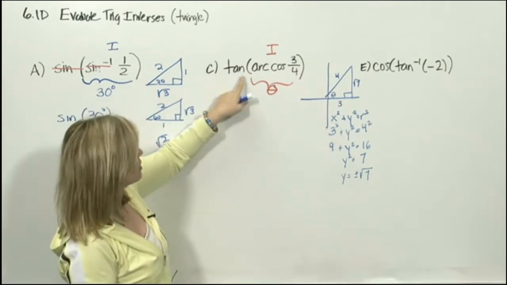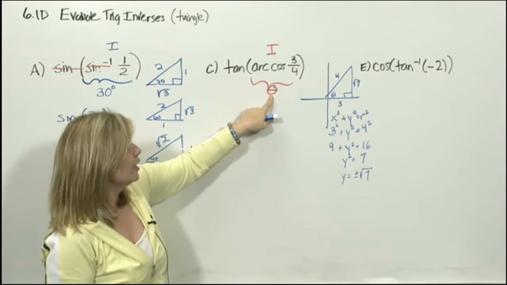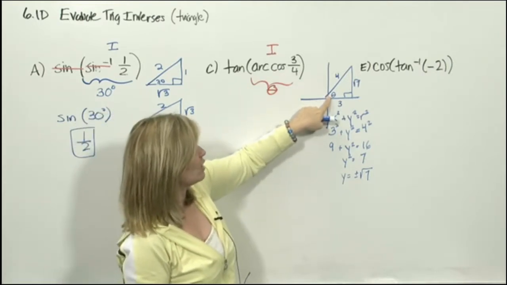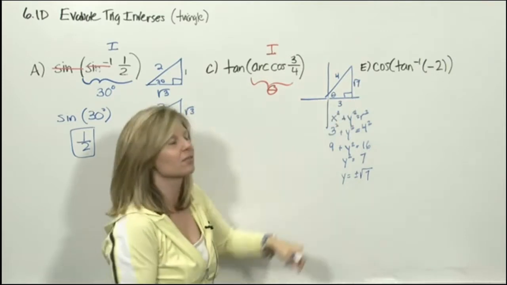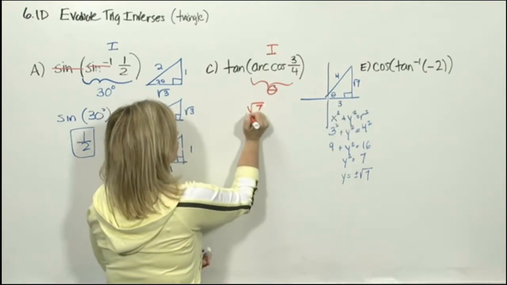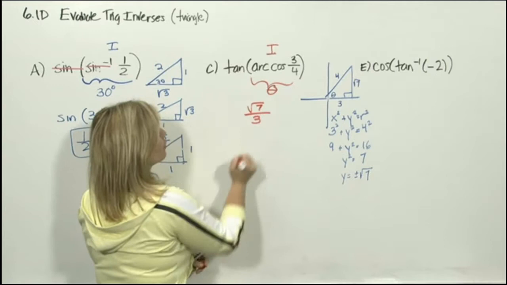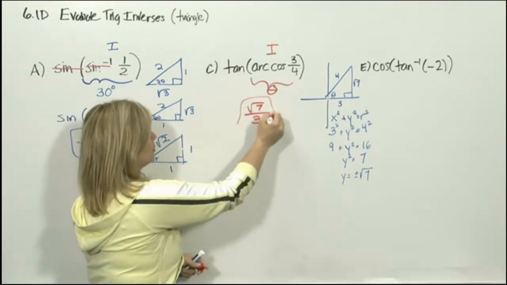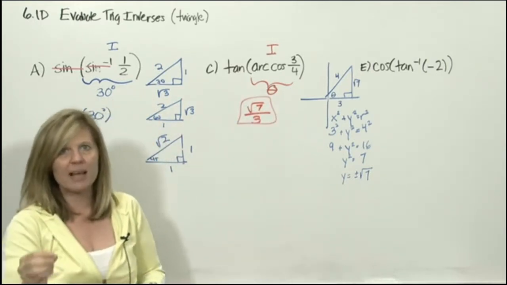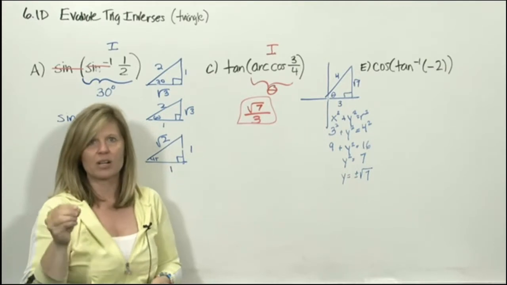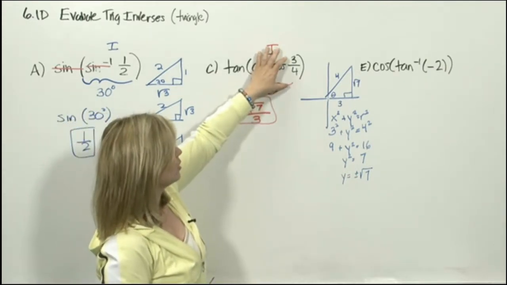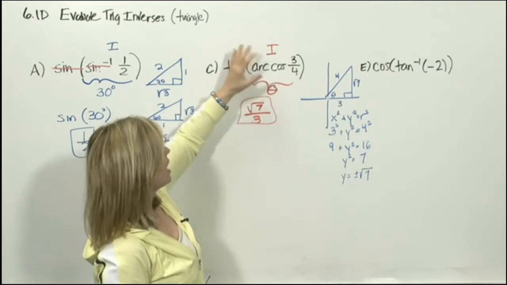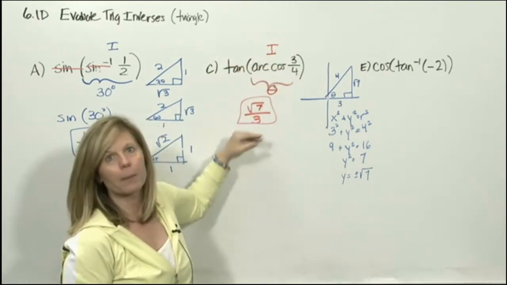We can use that picture now to find the tangent of theta. Because if I put my finger on theta and I do my definition of tangent, which is y over x, I get square root of 7 over 3. And that's my answer. Now, it should make sense that your answer is a number and not an angle, because you did 2 steps here. The inside said find an angle, and then tangent says I have an angle, give me a number.